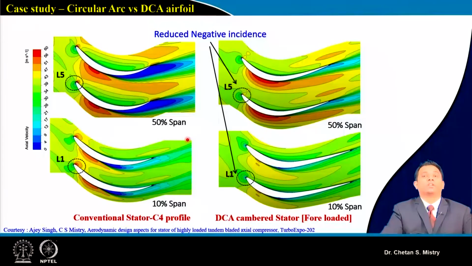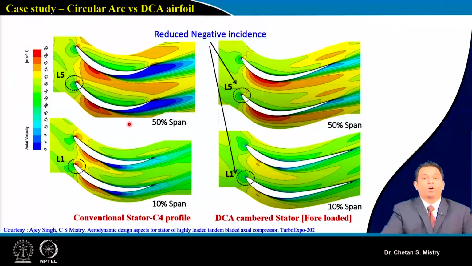Now this is based on our understanding. Here, this represents the flow incident on my stator at particular spans, say 10% span and 50% span. This gives me a negative incidence angle at both spans, and because of that you will see a premature flow separation happening on the suction surface of my blade.